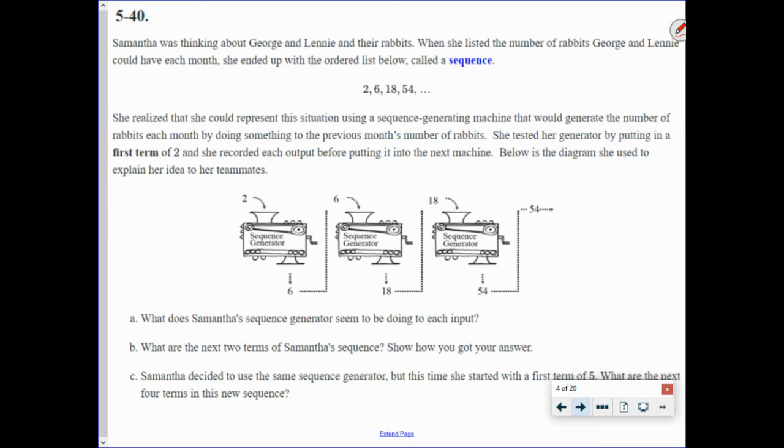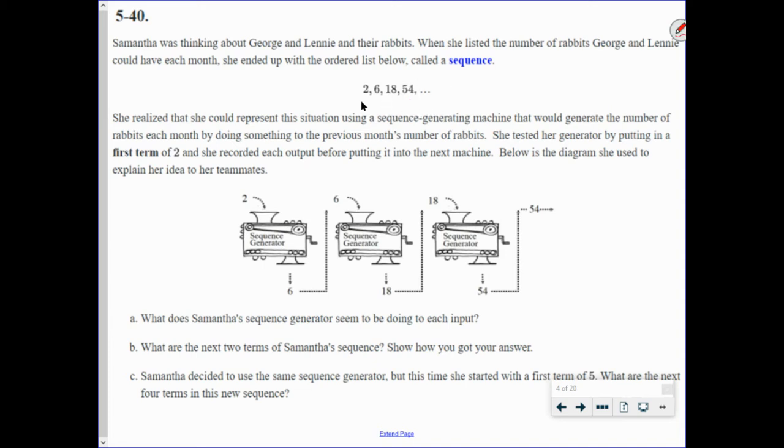Problem 5-40. Samantha was thinking about George and Lenny and their rabbits, because of course you think of rabbits. When she listed the number of rabbits George and Lenny could have each month, she ended up with an ordered list below called a sequence. So these are just the number of bunnies that they have: 2, 6, 18, 54. That ordered list is called a sequence.